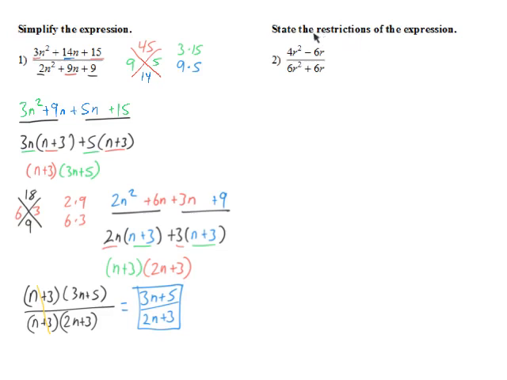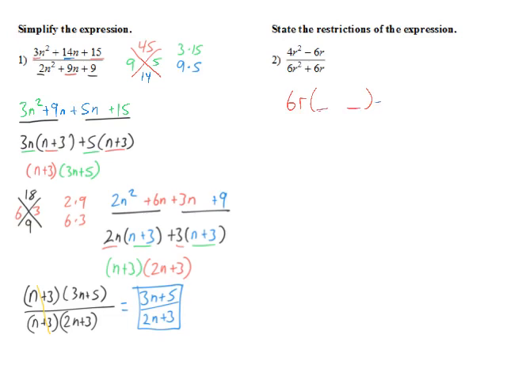For this problem here, we want to state the restriction of this. The restrictions are when the denominator equals 0. So what makes this denominator, we ignore the top, equal 0? So we've got to factor it to see that. And if we're going to factor this denominator, what we're going to do is pull out a 6, because they both have a 6 in common, and they both also have an r in common. All right? So we're going to factor it.